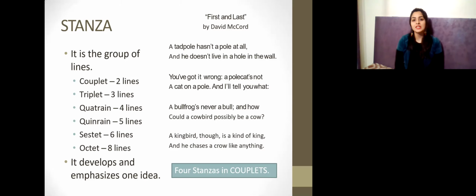First and Last by David McCord. A tadpole hasn't a pole at all, and he doesn't live in a hole in the wall. That means there are two lines making one stanza here. You've got it wrong. A polecat's not a cat on a pole, and I'll tell you what. This is the second stanza.